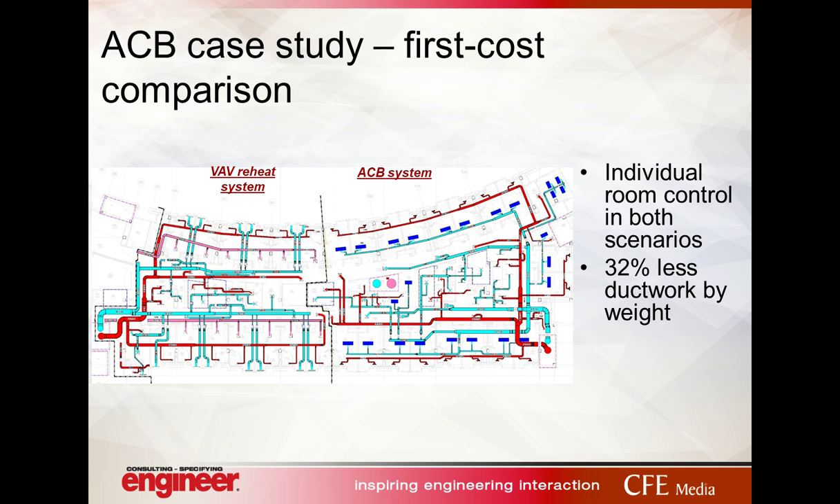So from a first cost perspective, we drew half a floor as a VAV system and half a floor as a chilled beam system so that the contractor could price it and we can have some real information to help make the decision. So the chilled beams themselves and the secondary chilled water system it takes to feed them do have costs, but what we found in our comparison was that it's 32% less ductwork on the whole, and that reduction in ductwork almost exactly paid for the active chilled beam system.